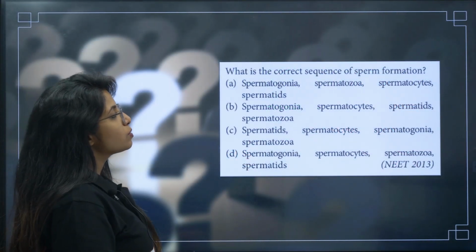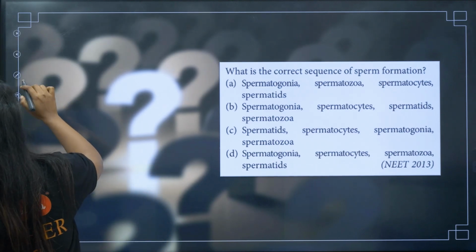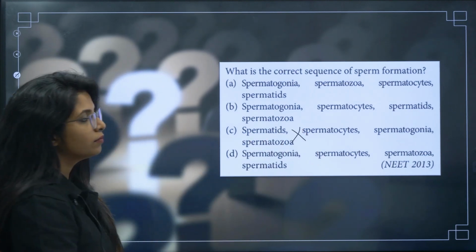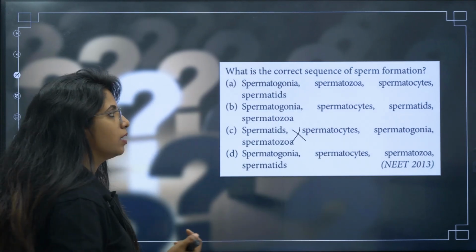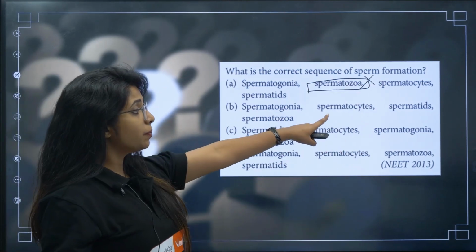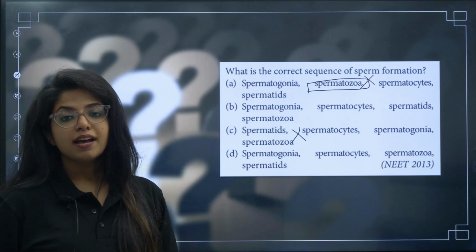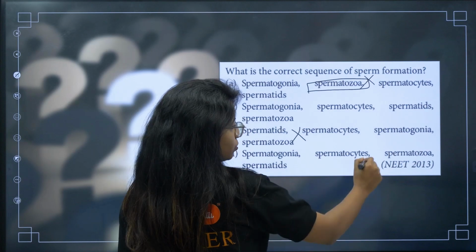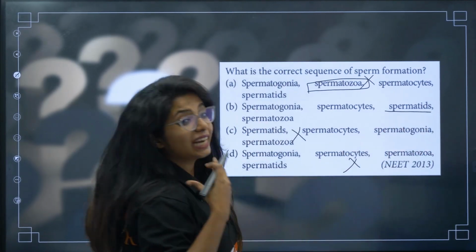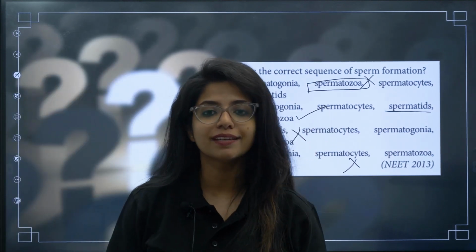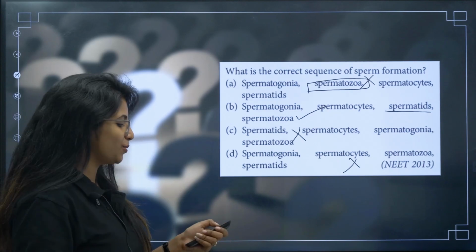What is the correct sequence of sperm formation? You have to tell me. Spermatogonia should be the first one, so I can clearly cut this option off. After spermatogonia comes what? Is it spermatocyte or spermatozoa? Spermatozoa, I think, is the last one, so this option is gone. Spermatocyte is correct, so we have these two options. After spermatocyte, what do we have? Kids are there. What are those kids? No, this is spermatozoa, so this is wrong. Spermatids, the kids, which will later transform into spermatozoa. So this is the correct option. It came in NEET 2013. I hope this is also clear to you.